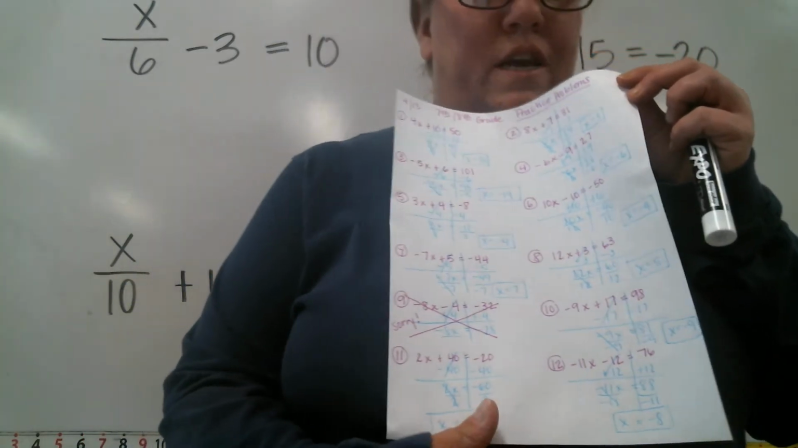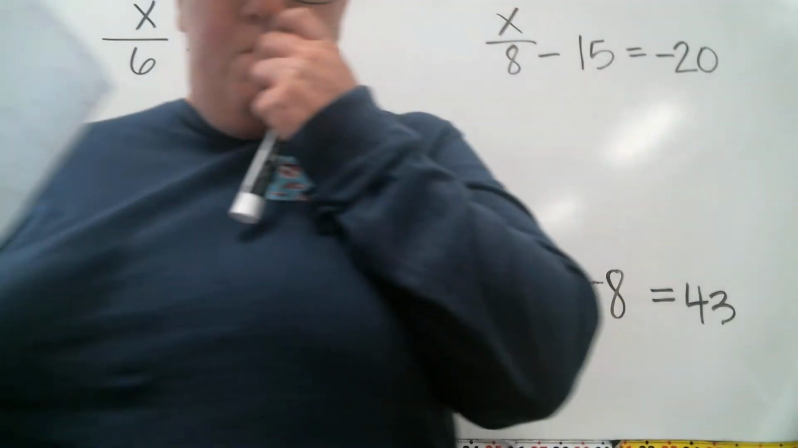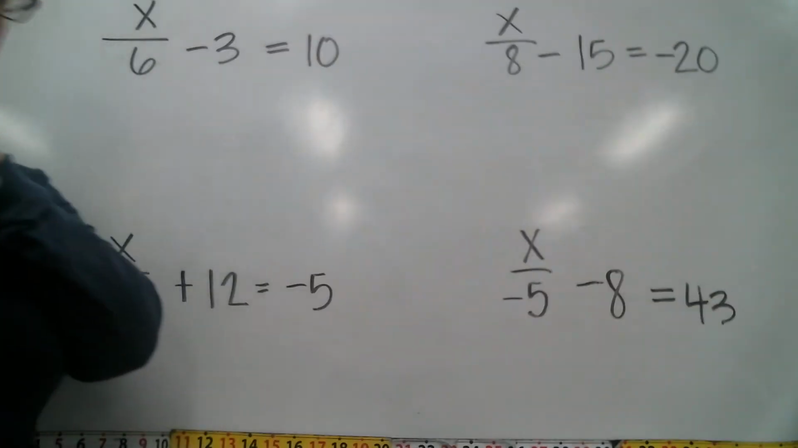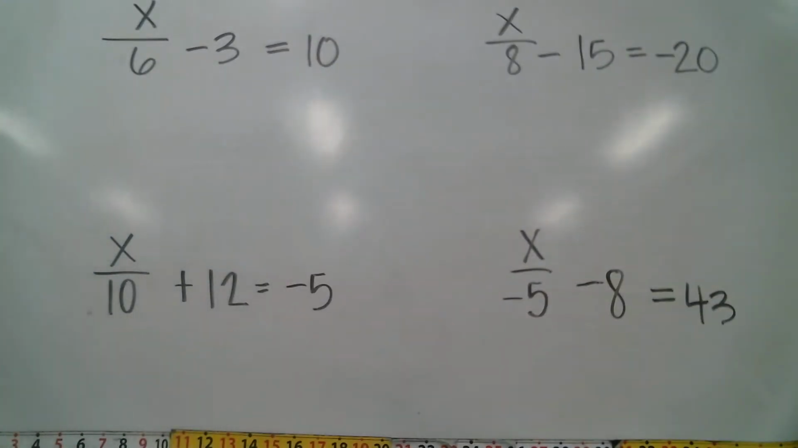And we're going to do the same thing today. Except if you noticed on the last equations, we were always undoing multiplication with division. Today we're going to undo division with multiplication. Okay, so copy these down.